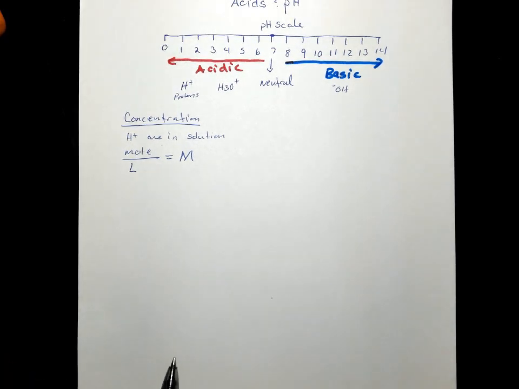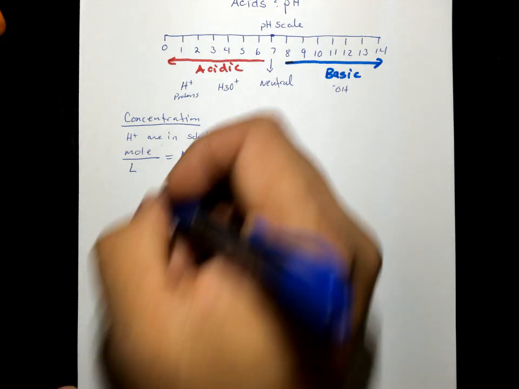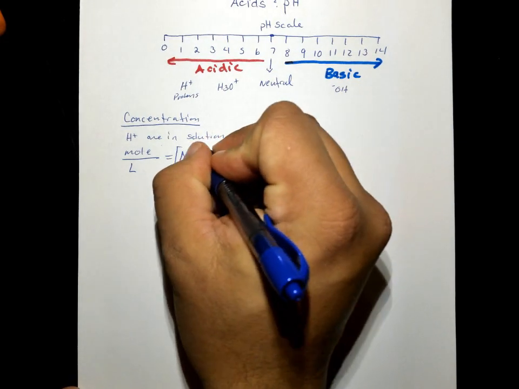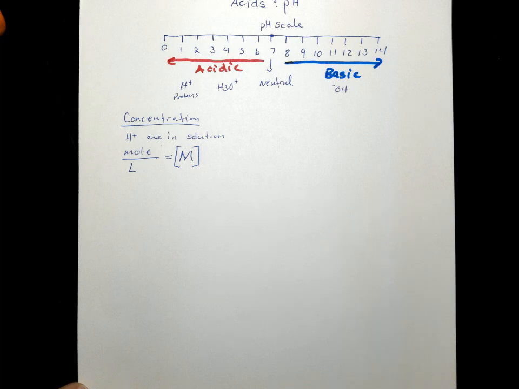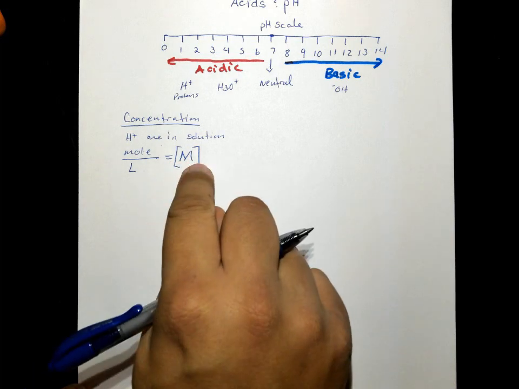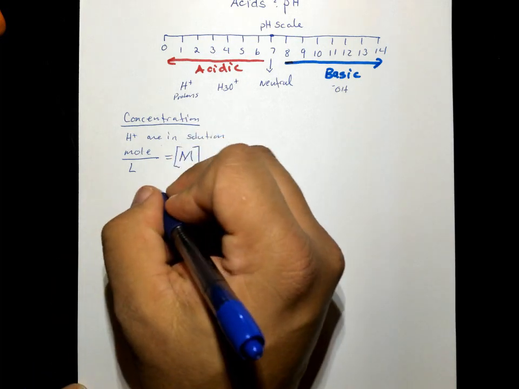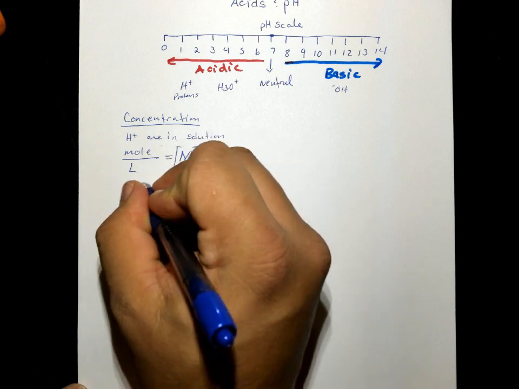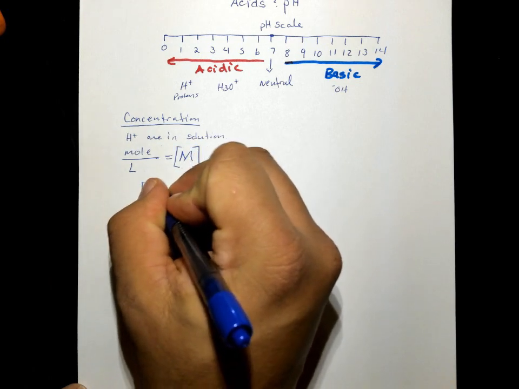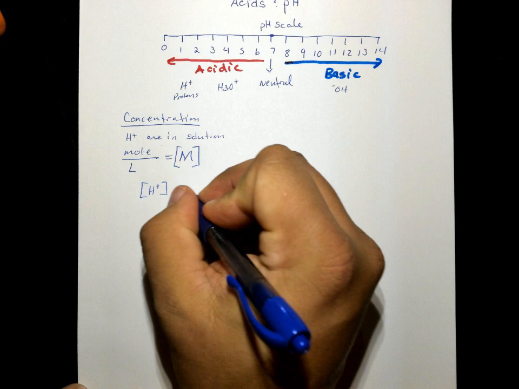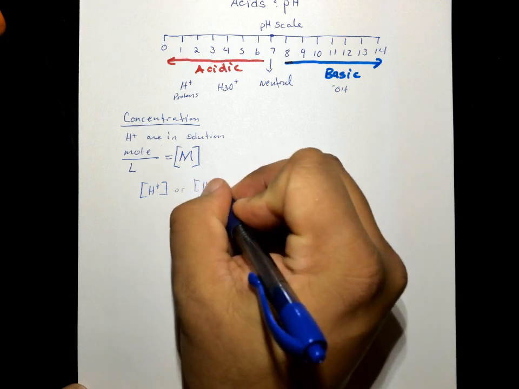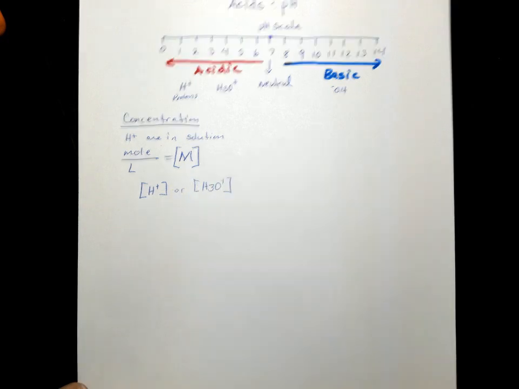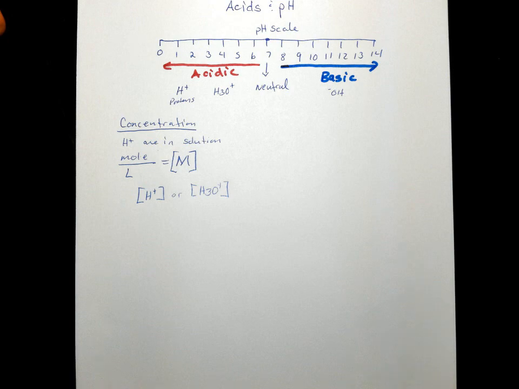Now another way they show concentration is to put brackets around something. Okay, so if you see brackets, that means concentration. And so to be more specific, what you'll see is the H+ with brackets in it, or you will see the hydronium, H3O+ with brackets in it. Either case, they're talking about how much hydrogen is in solution, because we're talking about concentration here.